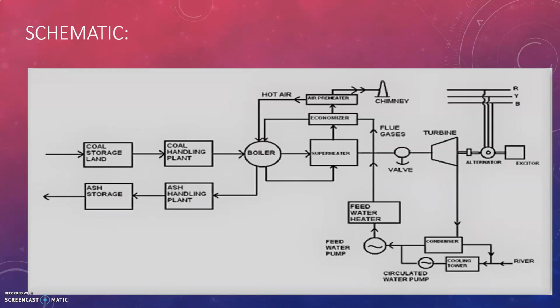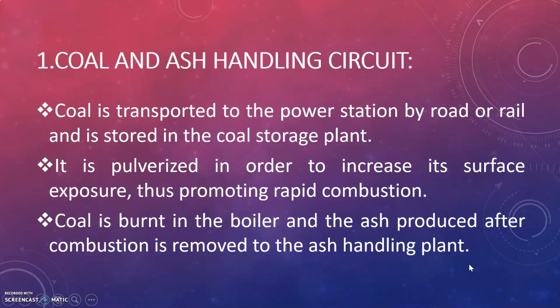Here comes the schematic of a thermal power plant. We can see here the coal and ash handling circuit. Next, steam generating plant, steam turbine. Here is the turbine. Alternator, which is coupled to the turbine, feed water arrangement and the cooling tower. In this video, we can see some concepts on coal and ash handling circuit in detail.